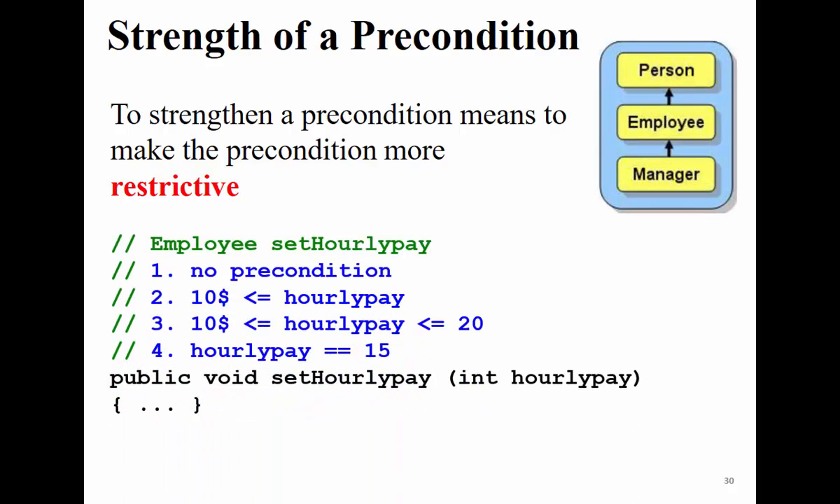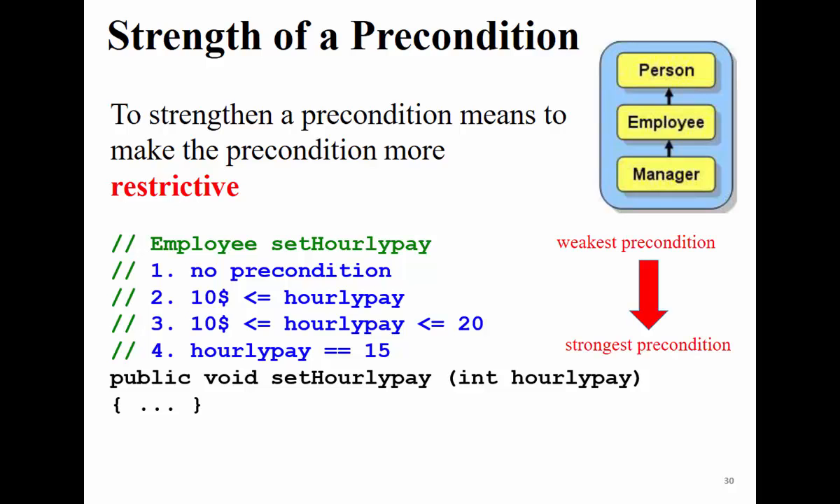Here is an example: we have a person, employee, and a manager. This is the hierarchy. So we could have one of these four preconditions. Which one is the easiest one? Which one is the strongest one from your point of view? Is number 1 the strongest one, or is number 4 the strongest one?